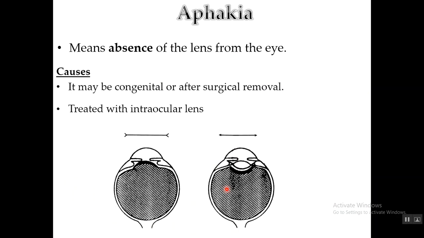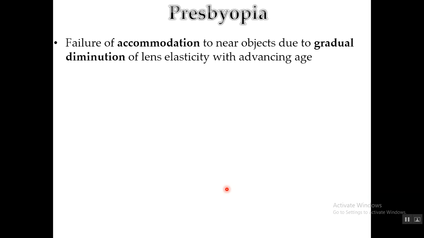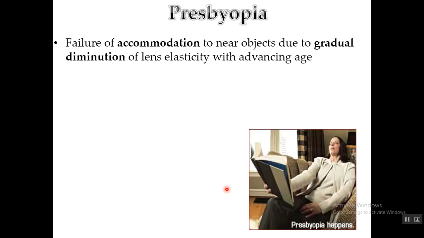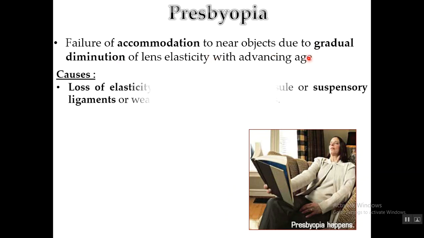Okay. First, aphakia. Aphakia means absence of the lens, and this is maybe congenital or surgically removed, and this is treated by intraocular lens. Treated by what? Intraocular lens. What about presbyopia? Presbyopia means failure of accommodation to near vision due to gradual diminution of the lens elasticity with the aging. With what? With the aging.